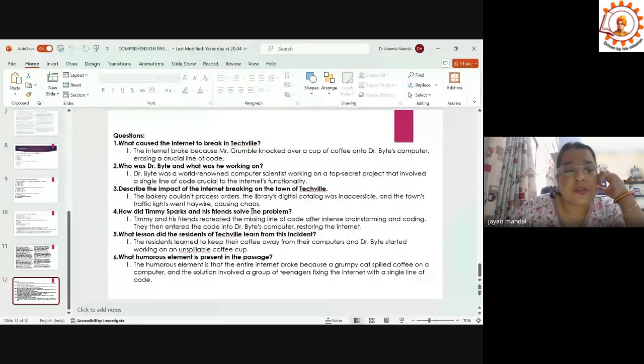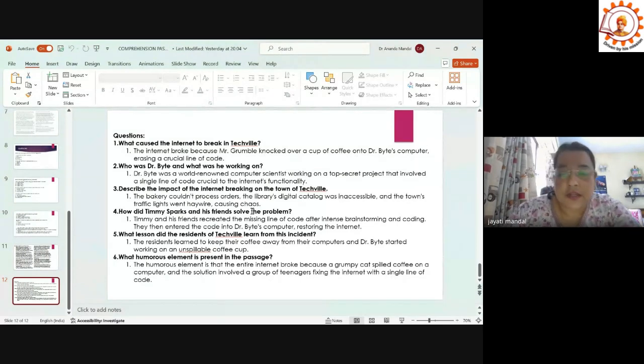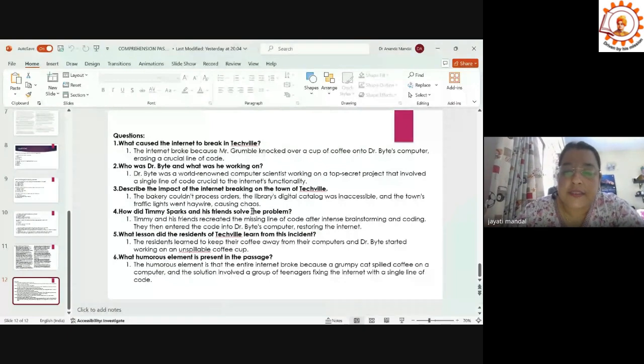Going to the fourth question, how did Timmy Sparks and his friends solve the problem? So Timmy and his friends recreated the missing line of code after intense brainstorming and coding. They then entered the code into Dr. Byte's computer, restoring the internet.